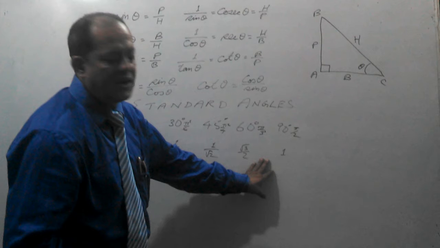Right? Similarly, we have 1 plus tan square theta is equal to sec square theta. Then this also can be proved in the same manner. Then 1 plus cot square theta is equal to cosec square theta. Okay, so these are the identities that you have to remember.